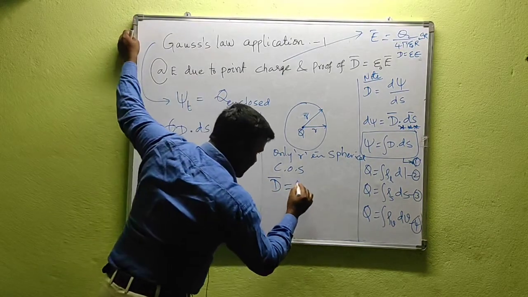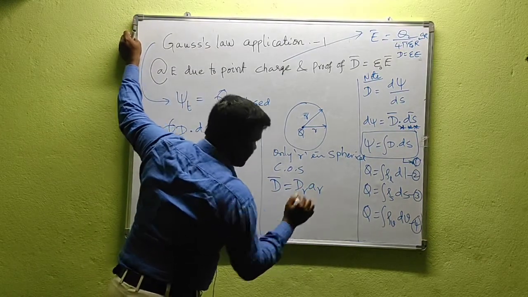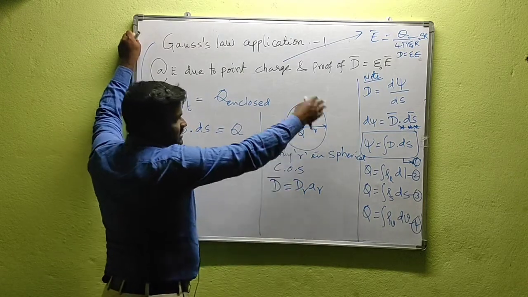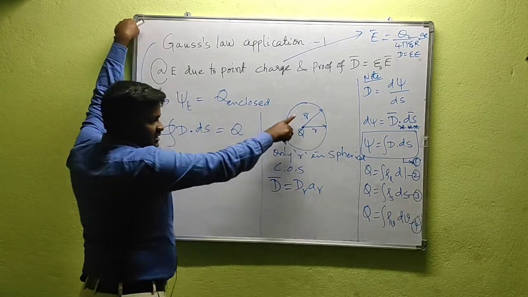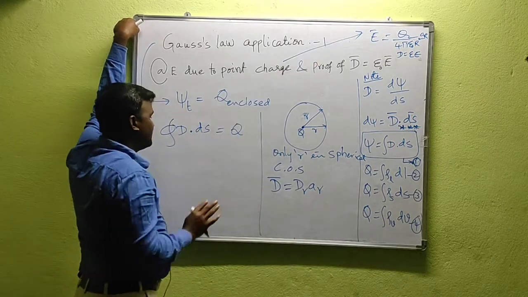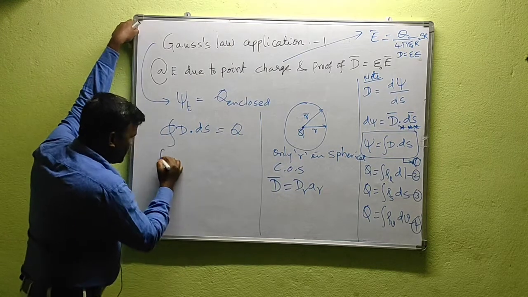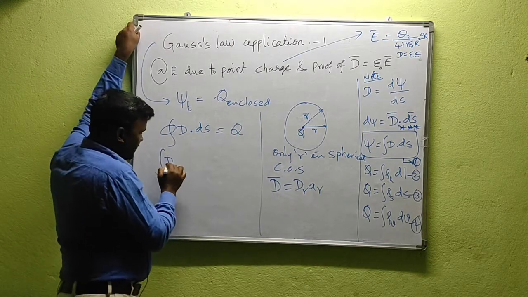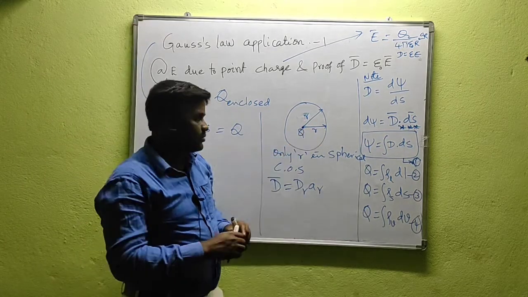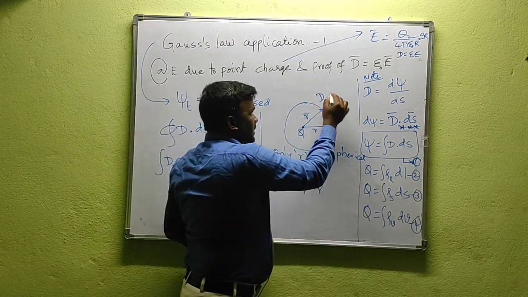D should be along the r direction only, D_r a_r. If it is capital R, you need to write D_R a_R. Basically we consider small r for the spherical coordinate system, that's why I consider small r. Remember this point. Here D should be taken as D_r a_r.